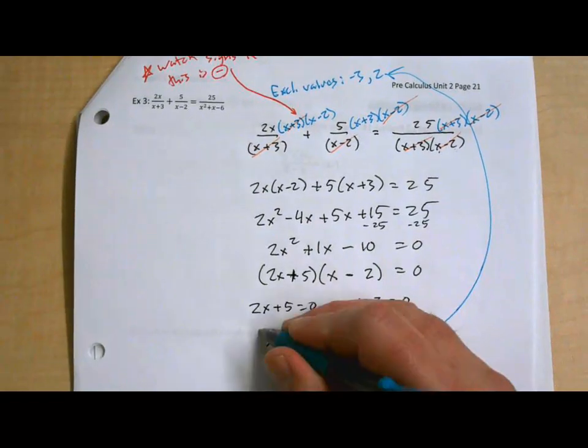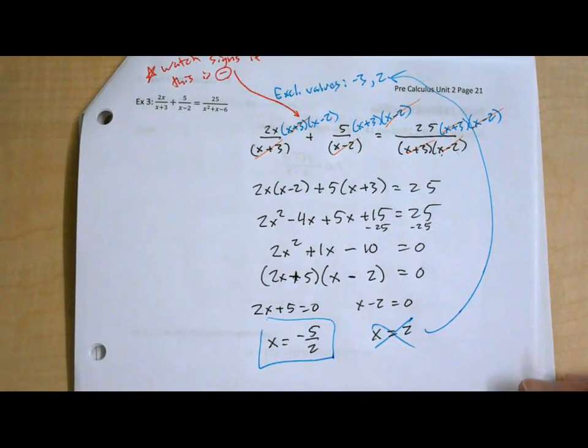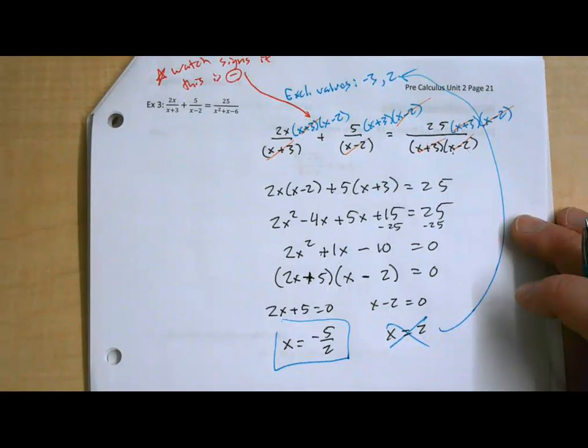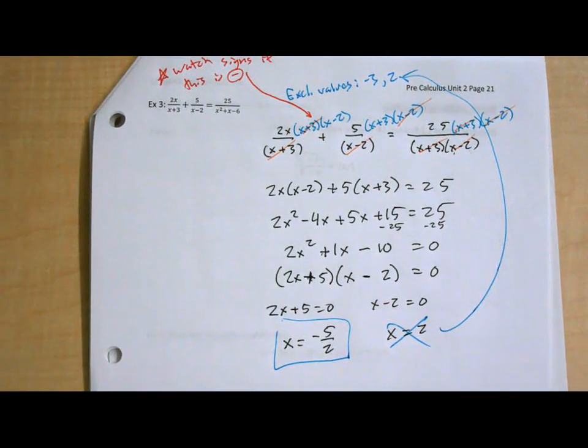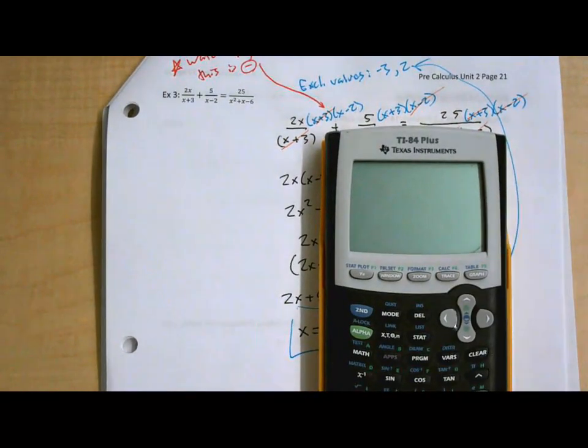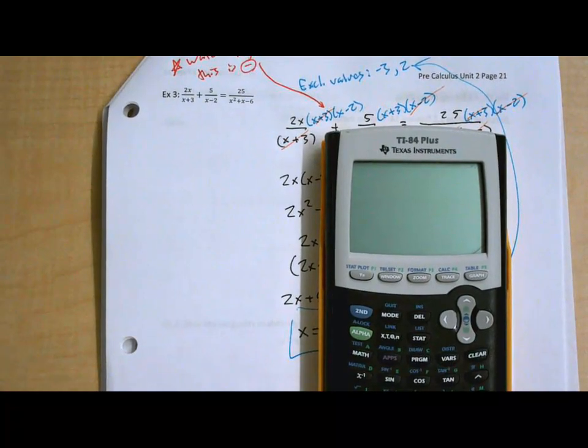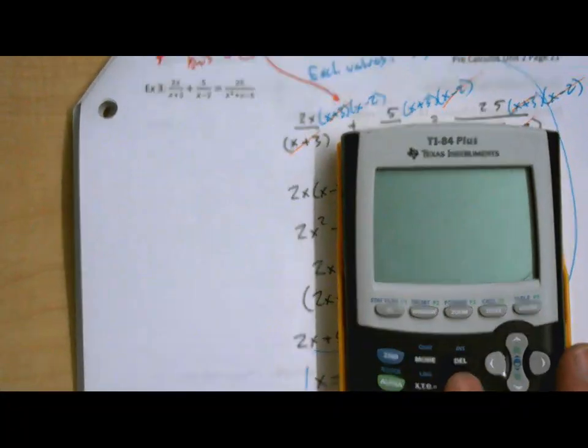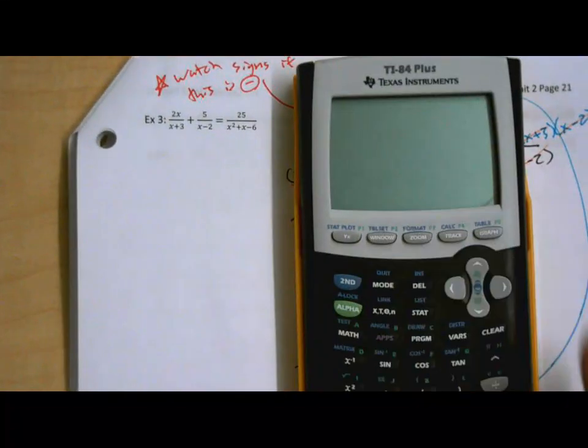So our only solution is negative 5 over 2, we think, but we might as well check it. I'm going to show you one other way to check with the calculator. If this is going to be overload for you today, then feel free to ignore it and go back to one of the other 2 ways that I've shown you. But this is a pretty handy thing to know about calculators, so pay attention if you like.